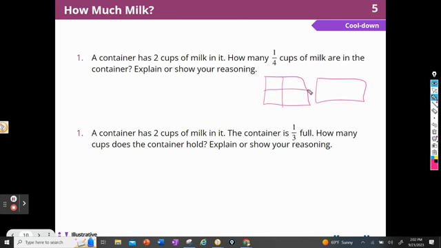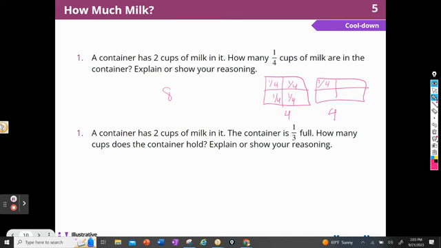Well, I'm going to cut them into fourths, and here's a fourth. I'm going to cut this one into fourths, and there's a fourth, right? So how many fourths are in this one? Well, I can see that there's 1, 2, 3, 4. So there's going to be 4 in this one. So how many 1/4 cups of milk are in 2 cups? I would say that there are 8. 8 1/4 cups of milk in all.